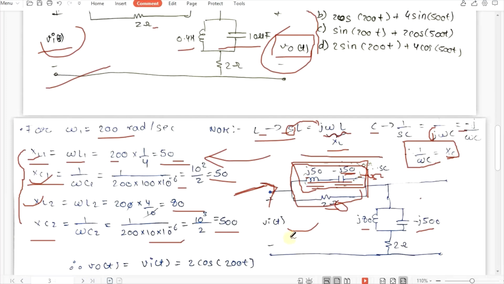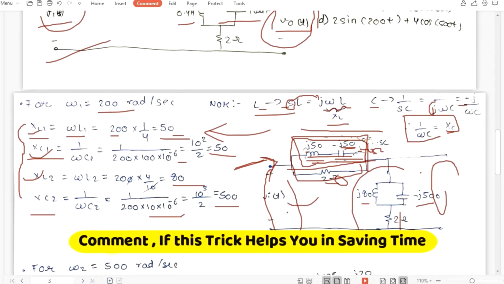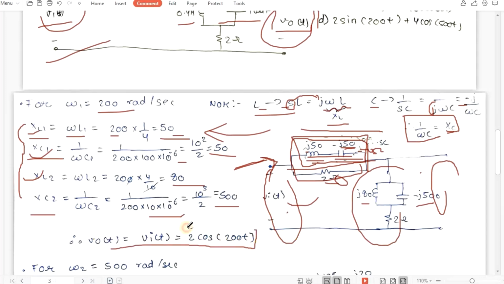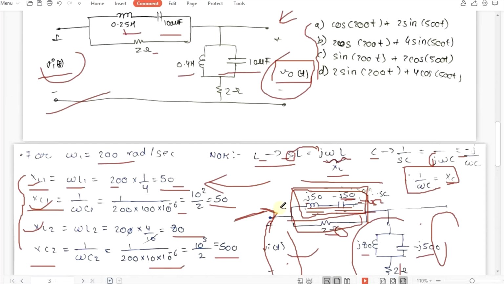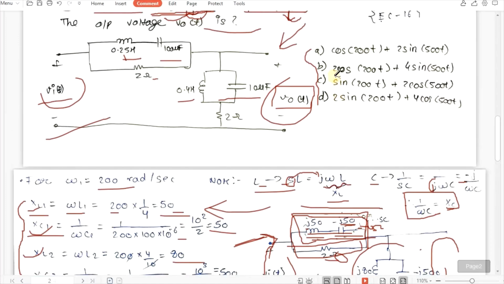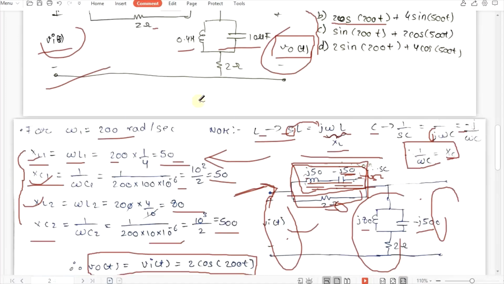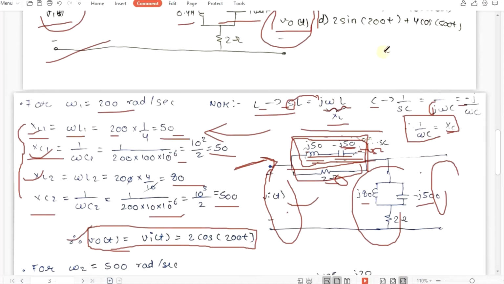If you see this modified circuit carefully, here you have VIT, then a short circuit path, then this branch, and then your output voltage VOT. From this we can say that VOT will be equal to VIT since it is directly connected. So VOT equals VIT, which is 2 cos 200t. Even if you calculate only this part, you can get your option. As you can see, only option B satisfies that the output is 2 cos 200t.